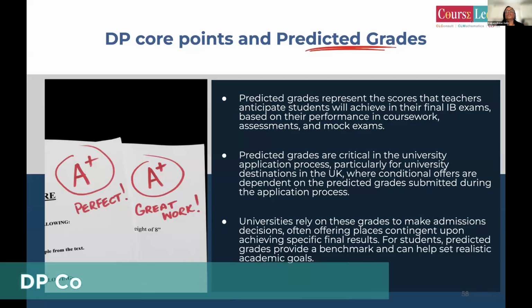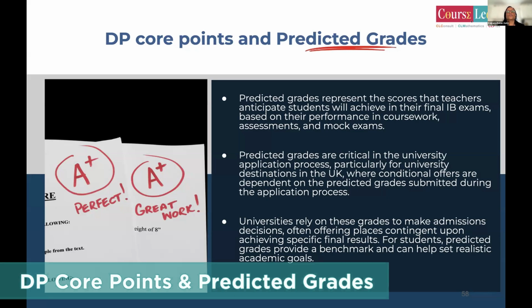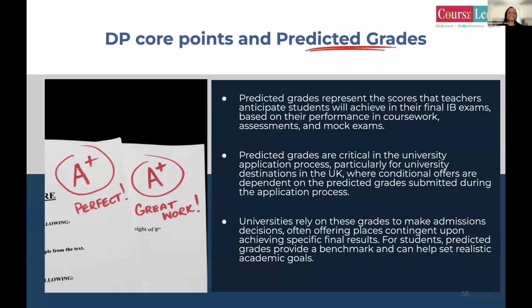topics. Predicted grades are usually given by the teachers as a prediction of the future performance of the students in their final IB exams. It is definitely based on the continued performance through the assessments. The key word to keep in mind here is consistency.